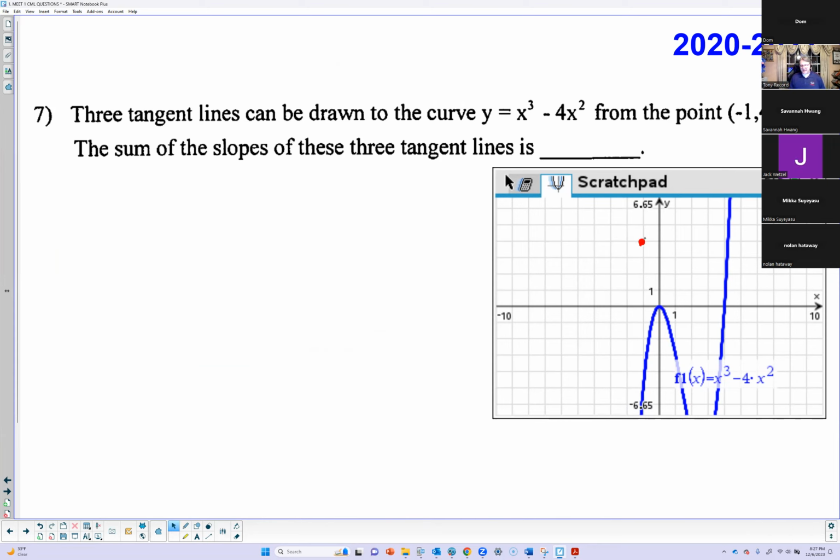Basically, what this problem is saying is that you can draw 3 tangent lines, and I don't know exactly where they are. Maybe one of them would be right there. Maybe one would be right there. And I think there's another one that goes in between that hits maybe the curve somewhere down in here. It doesn't matter what they look like. All that you have to do is understand that this point up here is the point (-1, 4). Nothing is going to change that.